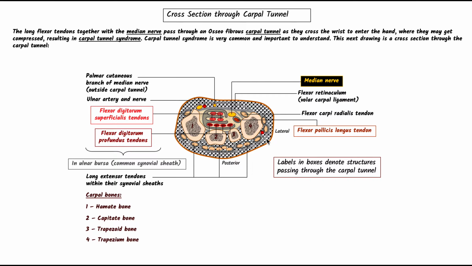And then you can see someone hiding here, and that is the radial artery. This was the ulnar artery and ulnar nerve. And this is the tendon of my palmaris longus muscle.